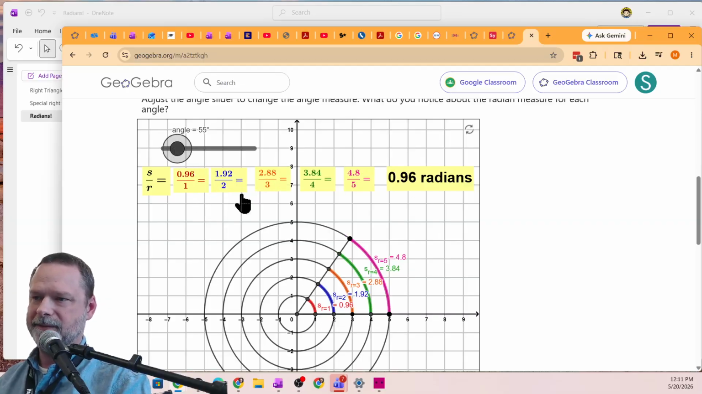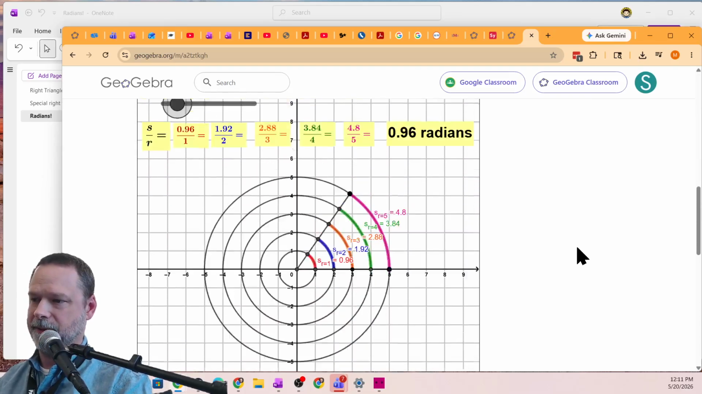So it's between 55 and 60. We get 1 radian. We get close. And so we kind of see that. I thought this was a really neat thing, kind of fun to look at and mess around with.